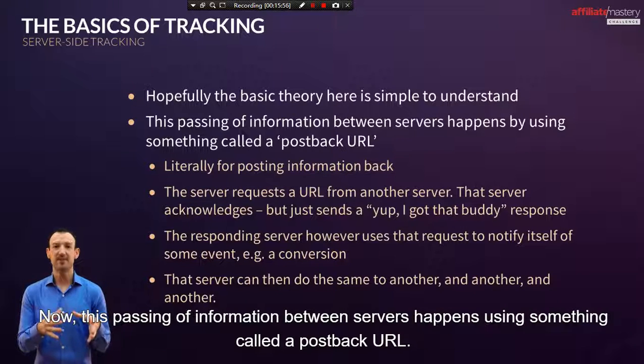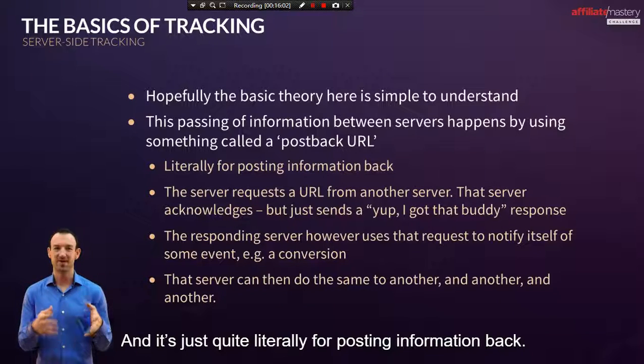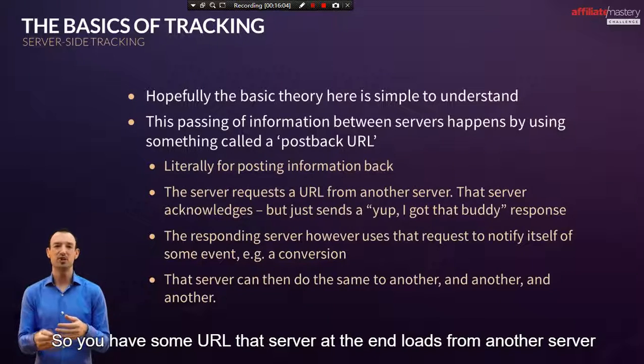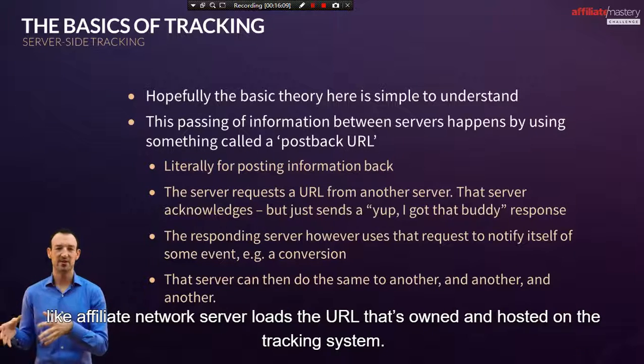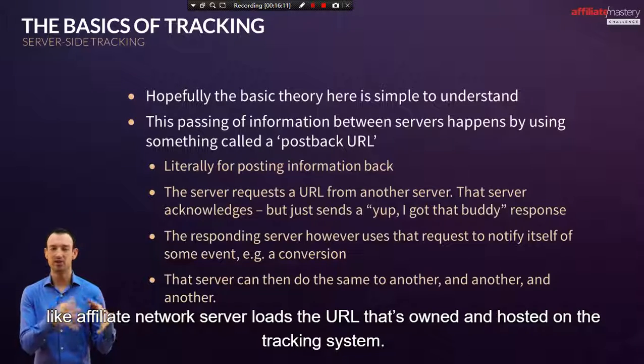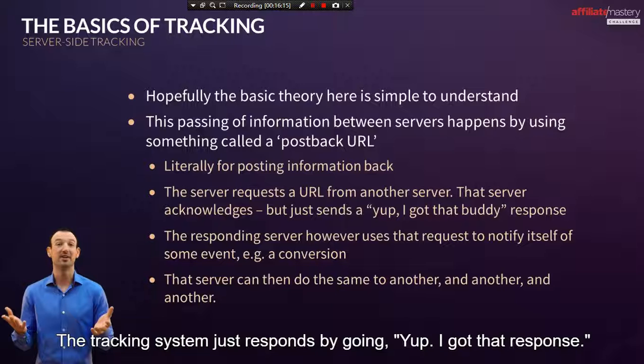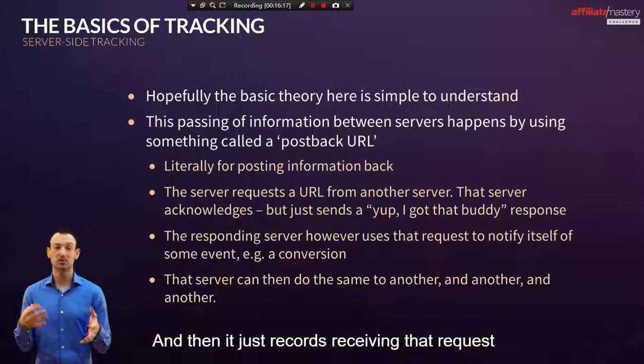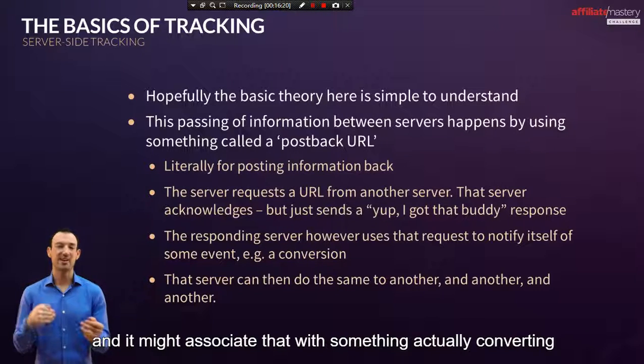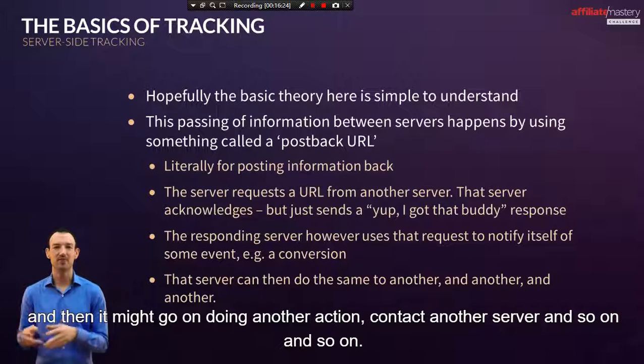Now, this passing of information between servers happens using something called a postback URL, and it is quite literally for posting information back. You have some URL that a server at the end loads from another server, like the affiliate network server loads a URL that's owned and hosted on the tracking system. The tracking system just responds by going, yep, I got that response, and then it records receiving that request, and it might associate that with something actually converting, and then it might go on and do another action, contact another server, and so on and so on.